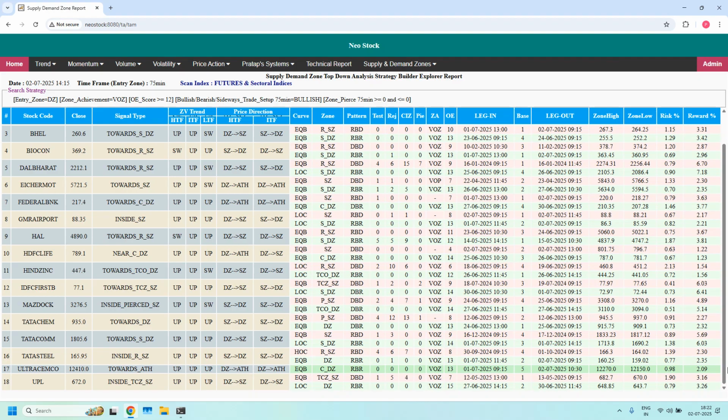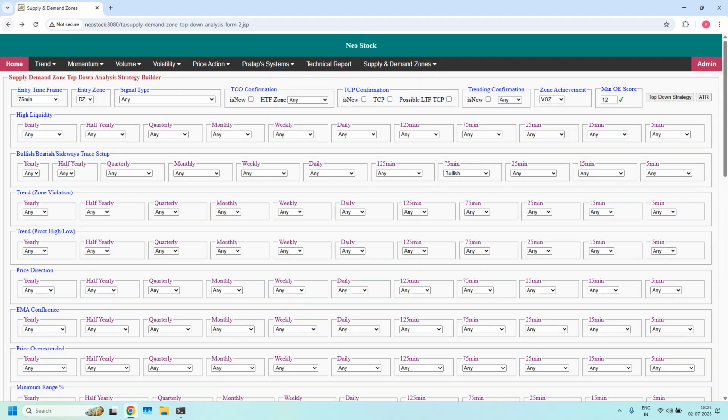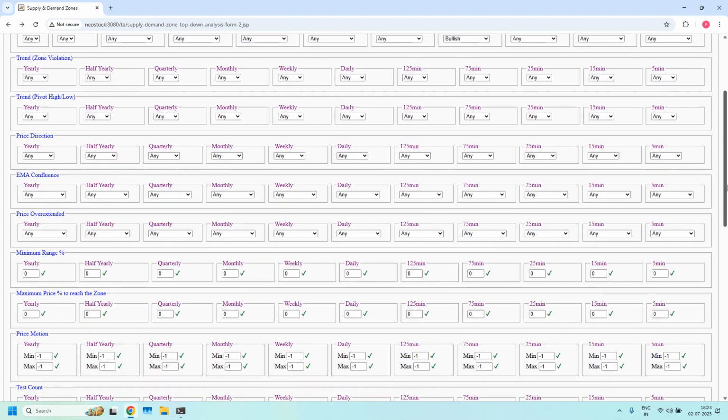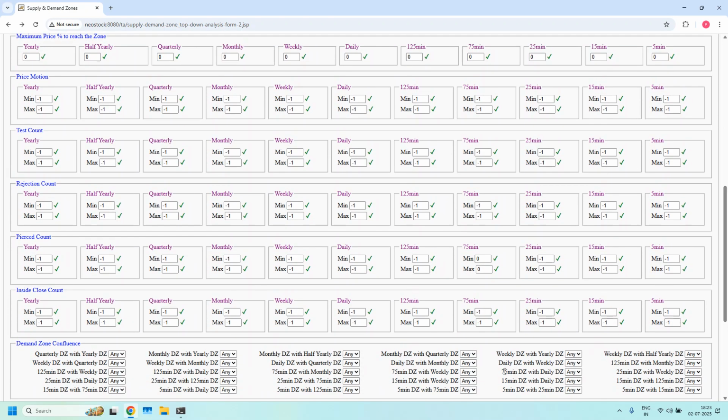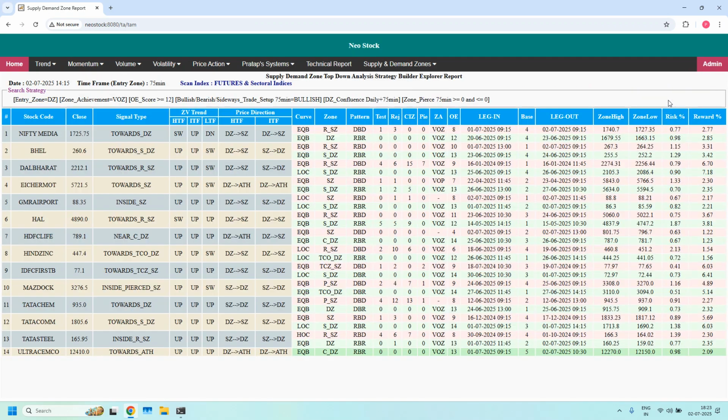Out of these 18 demand zones, how many might be having more high probability to get success? That we will filter based on zone confluence strategies. First one is LTF and ITF demand zone confluence. That is 75 minutes and daily demand zone confluence. By enabling the filter, applying on the 18 stocks, we got 14 stocks.